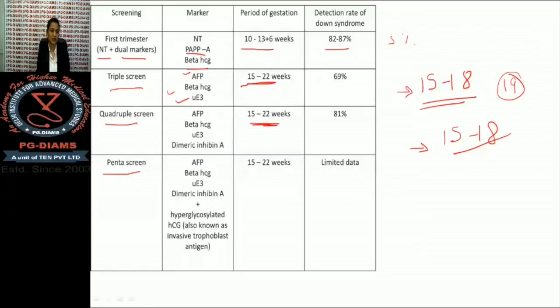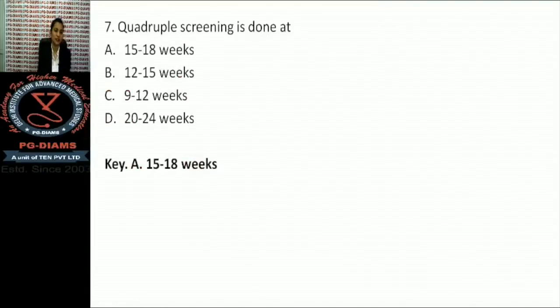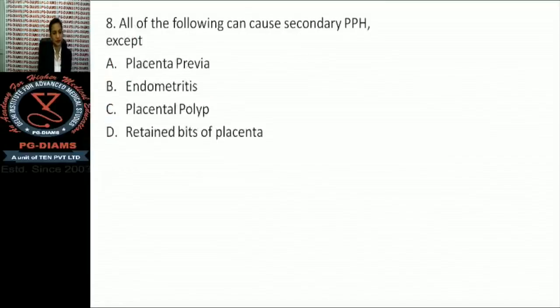Penta screen is a new screen. I thought I would tell you. Apart from the markers of quadruple screen, AFP, beta HCG, UE3 and dimeric inhibin A, we also use hyperglycosylated HCG, which is also called invasive trophoblast antigen. This is a new marker which is used in Penta screen, again done at 15 to 22 weeks, still in its experimental phases. So your answer here is 15 to 18 weeks.